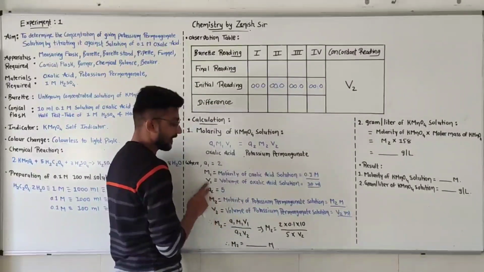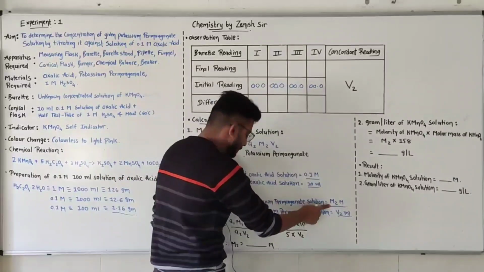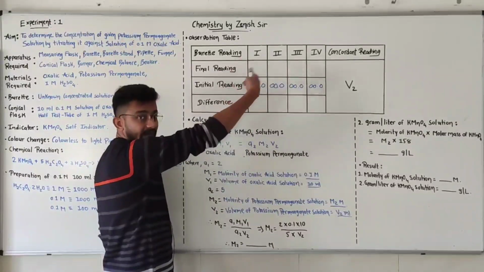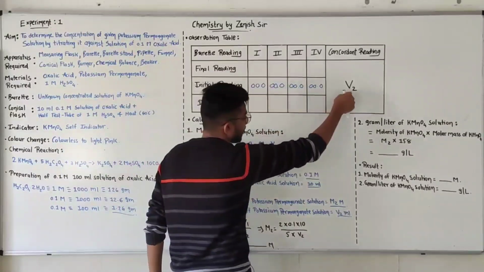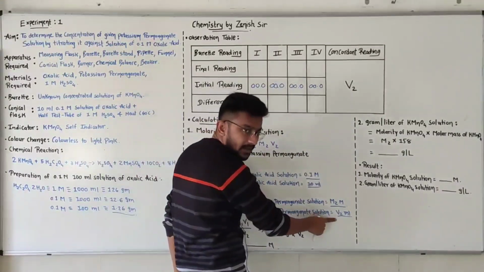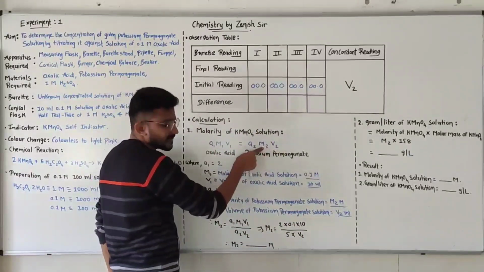Molarity of KMnO4, that we have to calculate, M2. So M2 will be calculated, and V2. For this V2 we have performed the whole practical, and the average of these 4 readings is our V2, which will be the volume of potassium permanganate. Now we have all the values, just M2 is remaining.